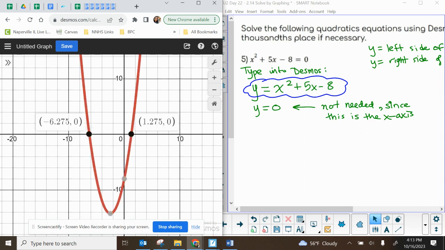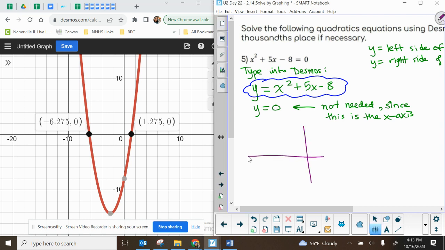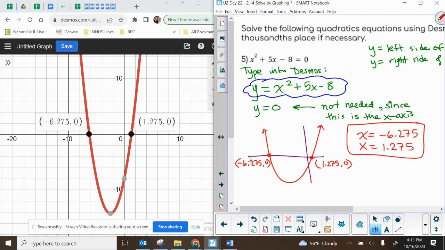And so I am going to draw a little graph for myself, and I will draw this, and those x-intercepts are my solutions. So the x values of the x-intercepts are my solutions. Okay, so we will do a different kind for number 6.